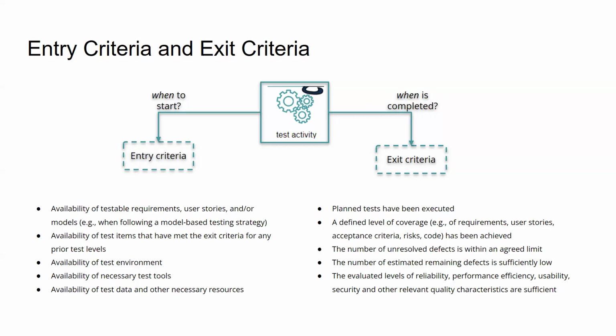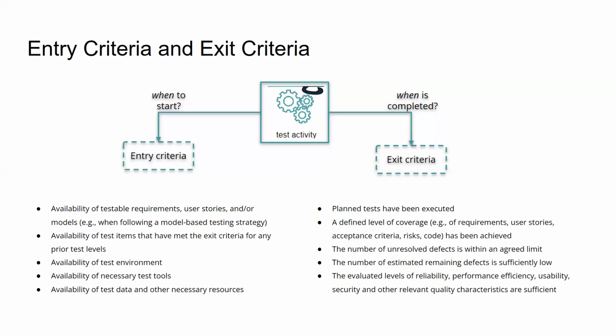We should be having that relevant test requirement to start the testing. Without that, we are not going to start. Availability of test items that have met exit criteria for any prior test levels. Like when it comes to regression, if we don't have the functional testing completion or the functional testing sign off, we are not going to start the regression testing. Why? Because the previous testing activity has not been completed. There's a dependency on the previous stage, right? So that has to be there to start the new testing.